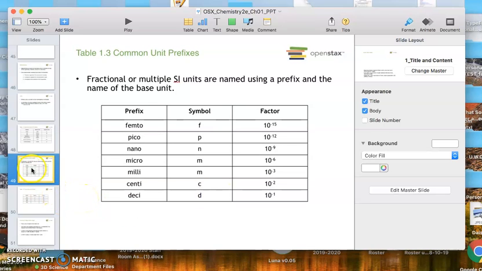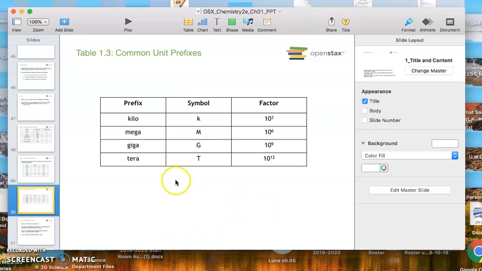So anyways, you have to be very familiar with the prefixes for the metric system. This is something that's not new. It shouldn't be new to you. You should have seen it in your high school science classes. I'm sure you have.